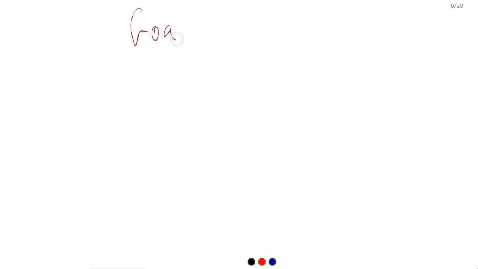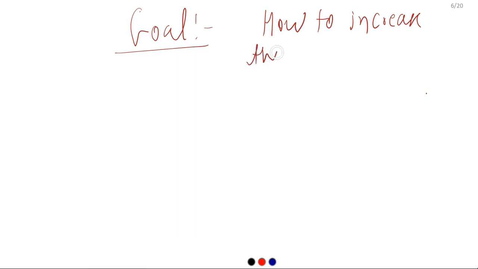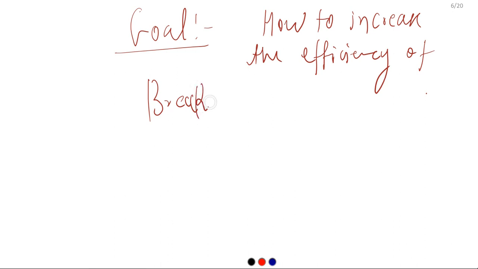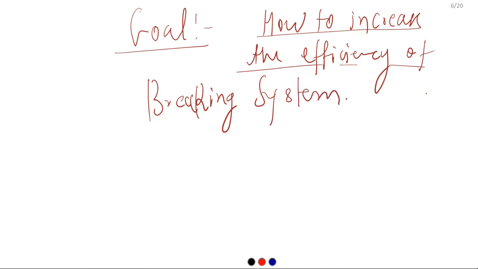Goal, what we will call it goal. Our goal will be, you can note it down, how to increase the efficiency of braking system. This one will be our ultimate goal. After understanding and learning what exactly a brake is, we will focus here on how to increase the efficiency of the braking system. See, efficiency of brake system means what?